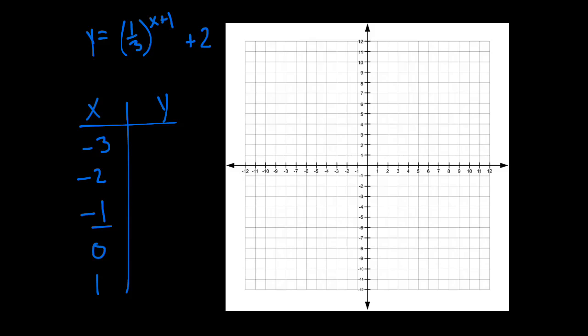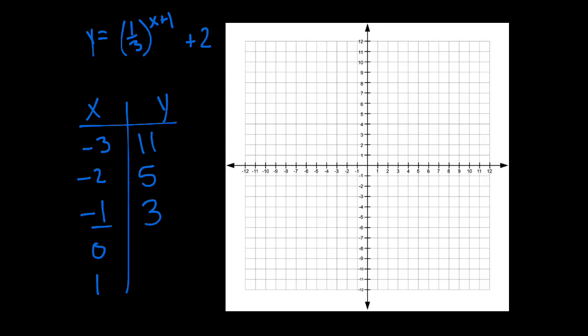So I'm going to start with plugging in -1. So if we plug in -1, -1 plus 1 is 0. 1/3 to the 0 is 1, plus 2, so that puts us at 3. Let's go ahead with the -2. Plug in -2. -2 plus 1 is -1. 1/3 to the -1 is going to be 3. Plus 2 is 5. Let's go with the -3. -3 plus 1 is -2. 1/3 to the -2 is going to be 3 squared, so that's 9. Plus the 2 is 11.